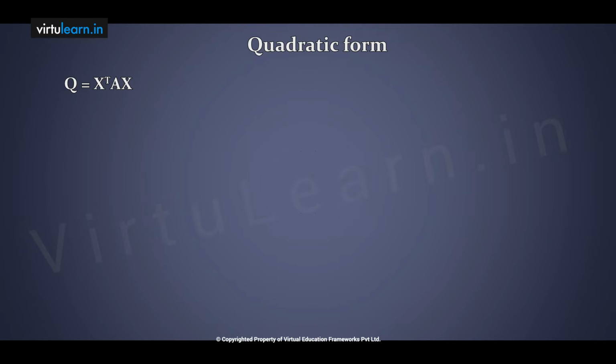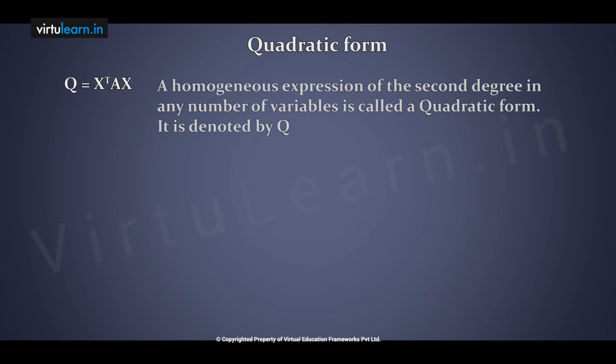Now, quadratic form means a homogeneous expression of second degree in any number of variables. Quadratic form may be in 2 variables or 3 variables or 4 variables, like that. I explained the concept. Now, first problem on quadratic form.